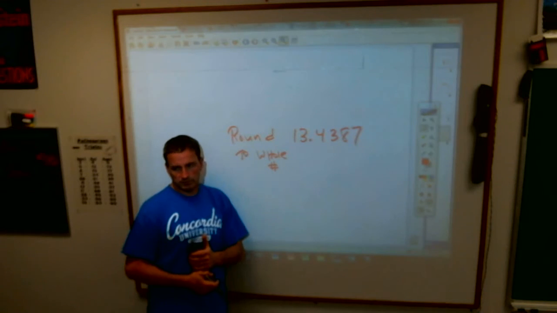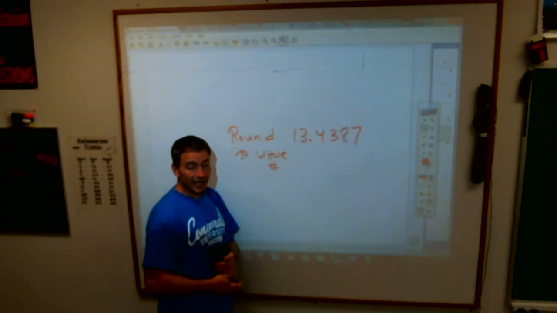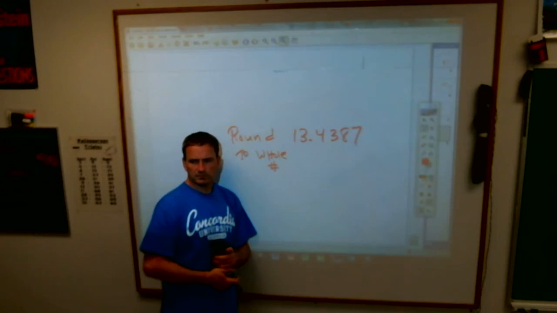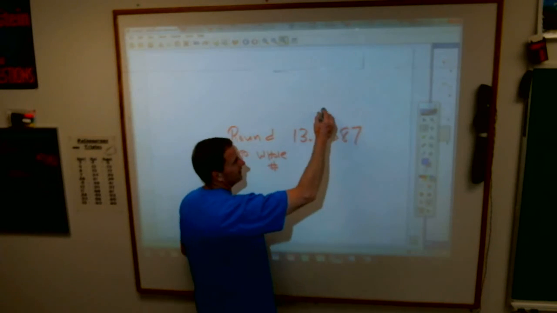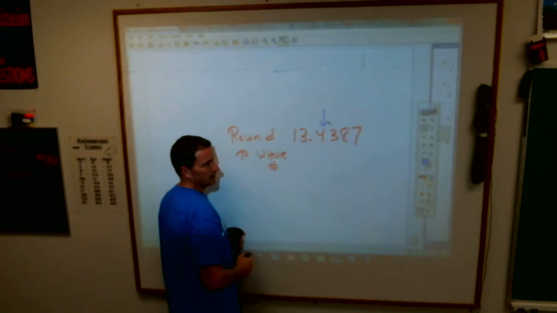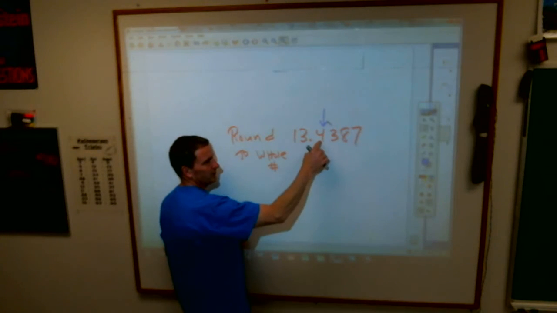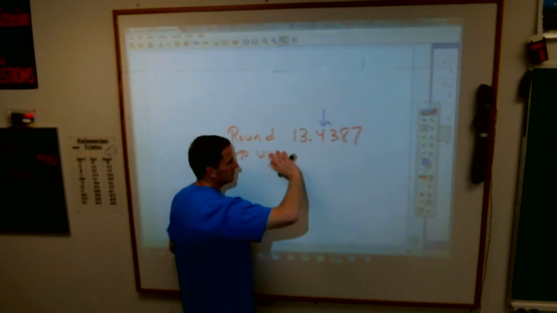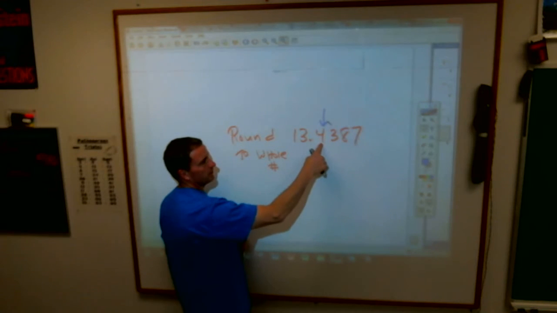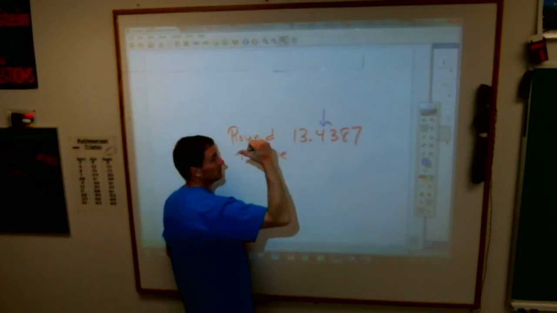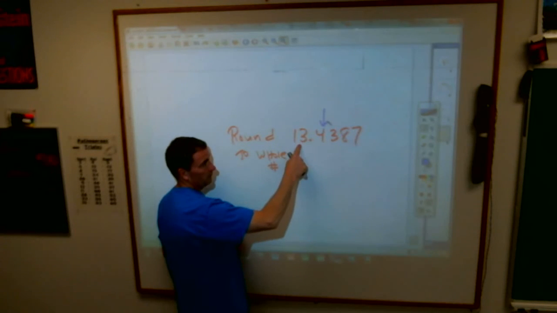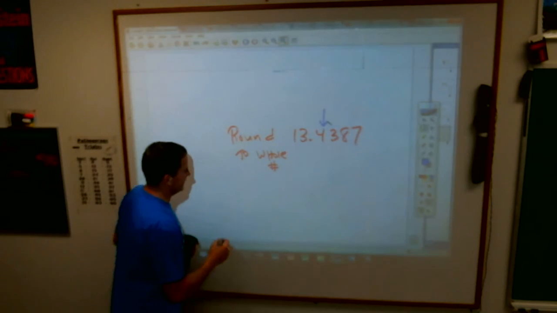What would it be, Lauren? 13. Why? Exactly. And this is the only number that matters. I talked with you about this in 6th grade. This number after the decimal is the only one that matters. You can write decimals forever. Since this is 4 or less, it stays 13. If this would be 5 or greater, which means it's more than half, like Lauren was saying, it would be 14.